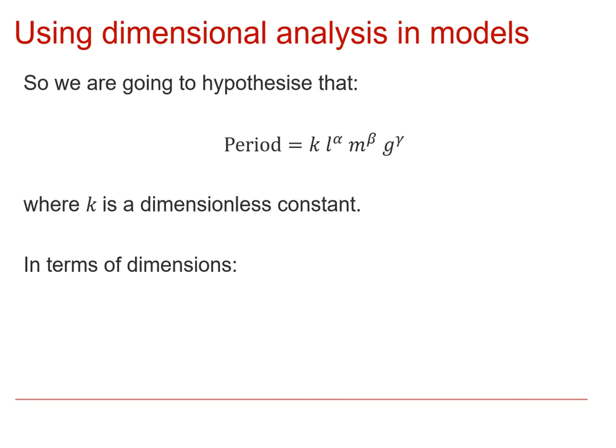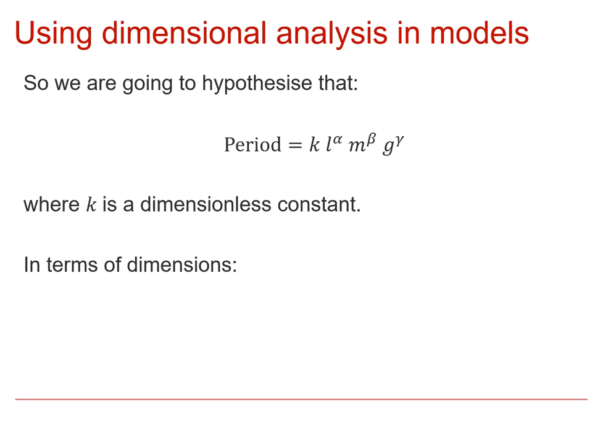So as we said then, all we're going to do is take the things that we think the period's going to depend on, and form a product of those things. So we've got three quantities: length, mass, and gravity, that we think could affect the period of the oscillation of the pendulum, and we're going to raise each of those things to an unknown power. And we're going to see if we can use dimensional analysis to work out what those powers are. And we've also got this unknown dimensionless constant in there as well.